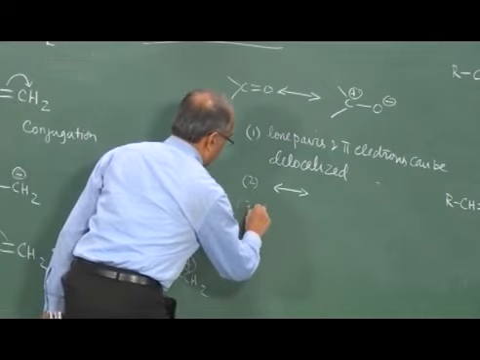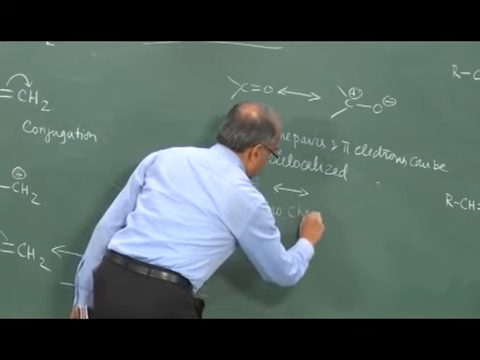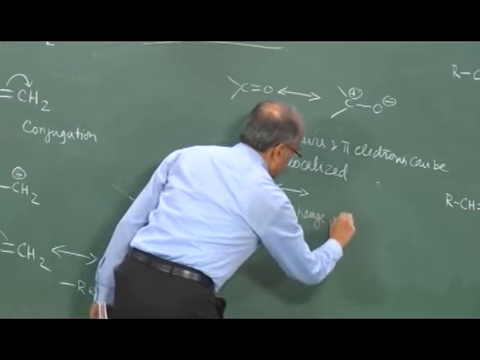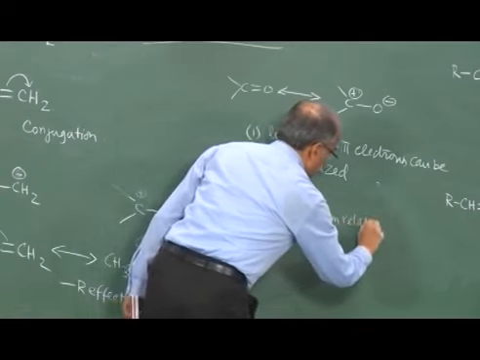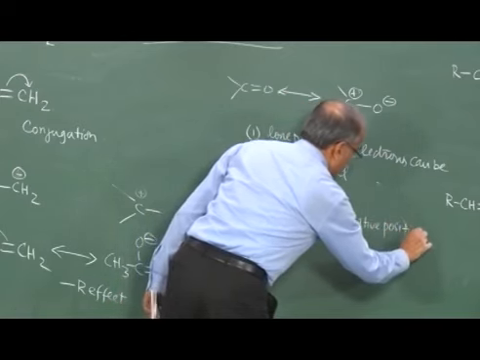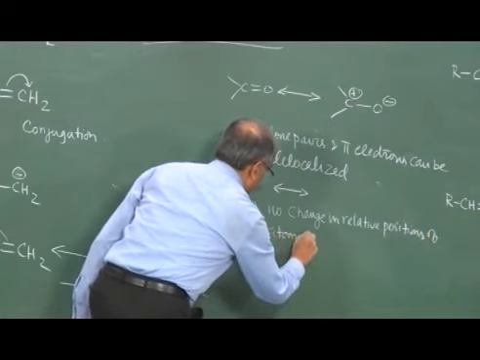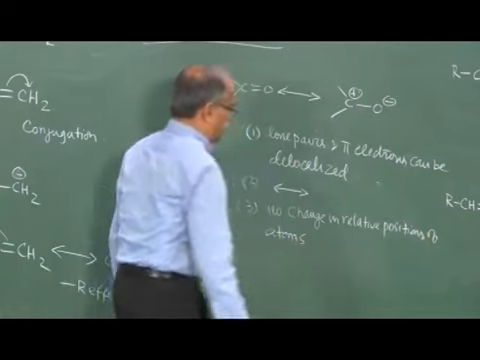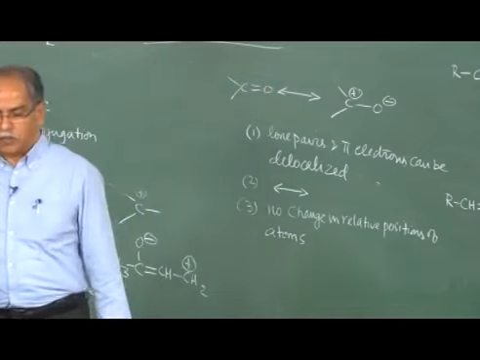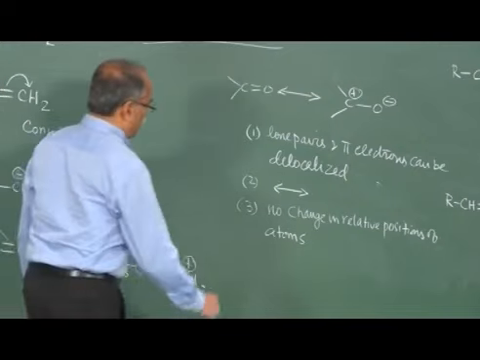Thirdly, no change in the relative positions of atoms. In other words, you cannot break sigma bonds in a resonance structure. That is what it essentially means. If you break a sigma bond, the position of atoms will change quite drastically. So, there is no change in the position of the atoms.